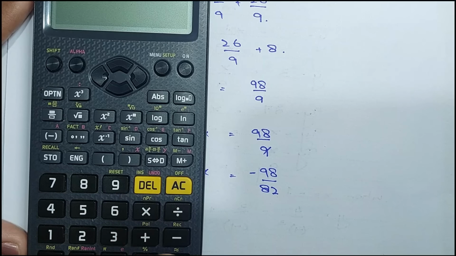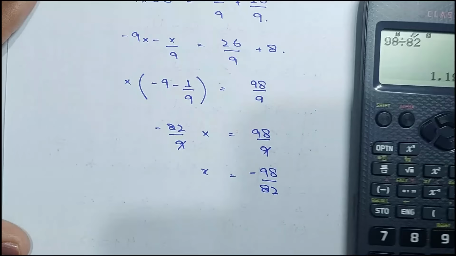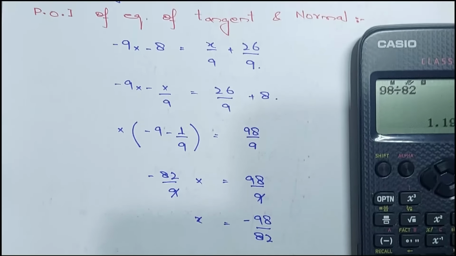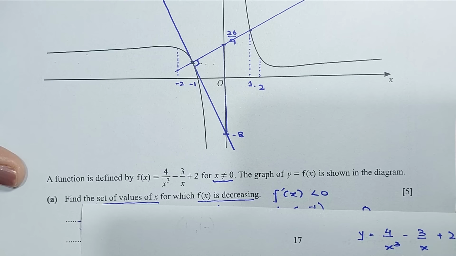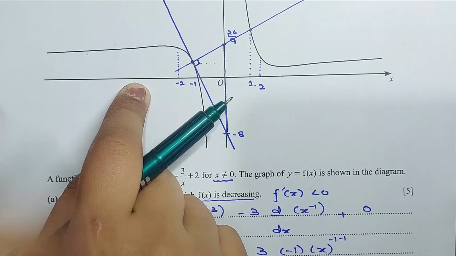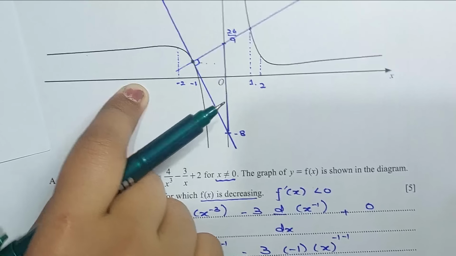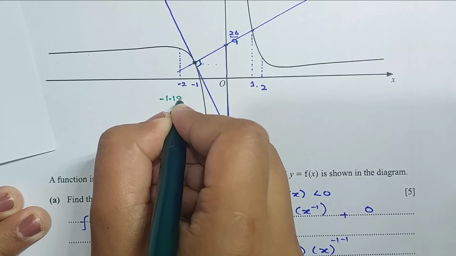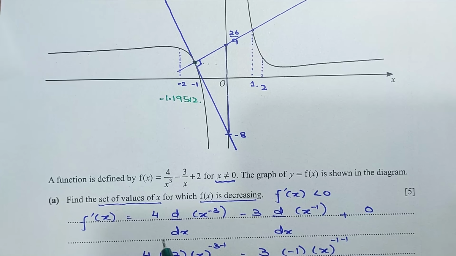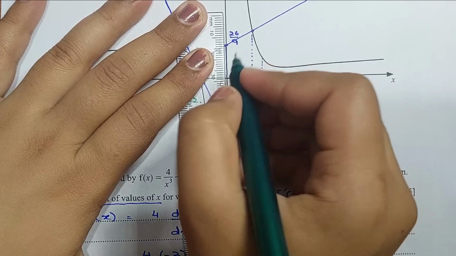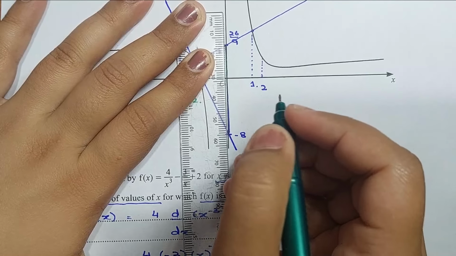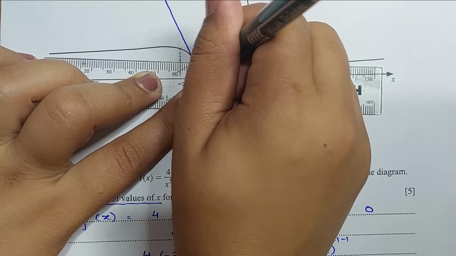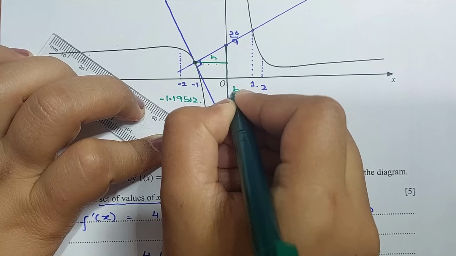Okay, 98 divided by 82 is 1.195. So x equals negative 1.195. All right, so this is the point of intersection of the tangent and the normal, where x is negative 1.19512, right? So this would be the height of the triangle. Let me consider this as the height, and that would be the base of the triangle, right?